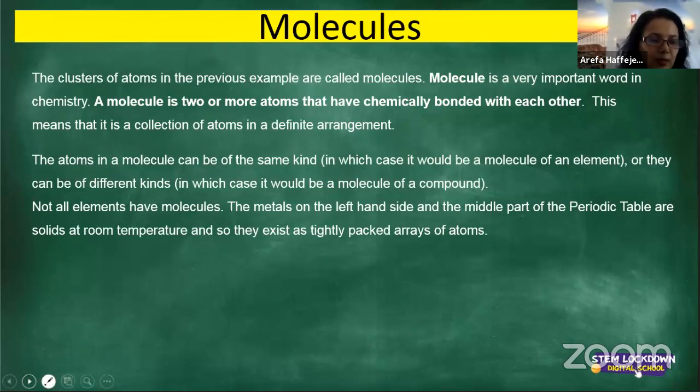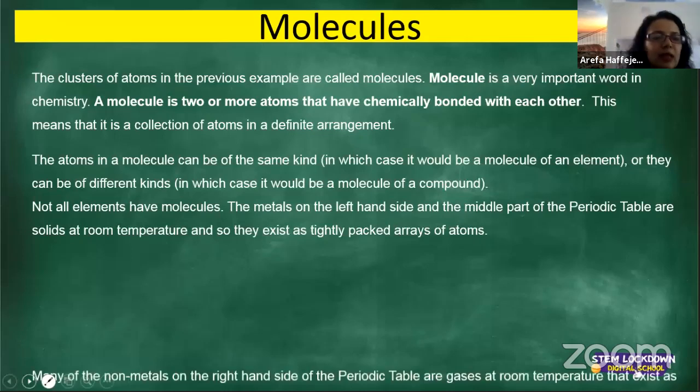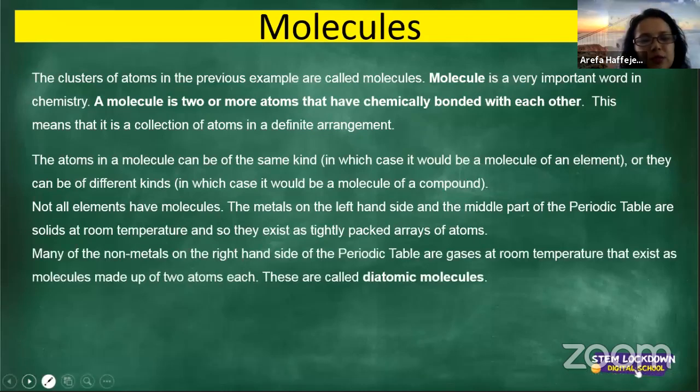So we have many of the non-metals on the right-hand side of the periodic table that are gases at room temperature, and that exist as molecules made up of two atoms each. So now the gases on the right-hand side of the periodic table are made up of two atoms each, and you call these diatomic molecules.